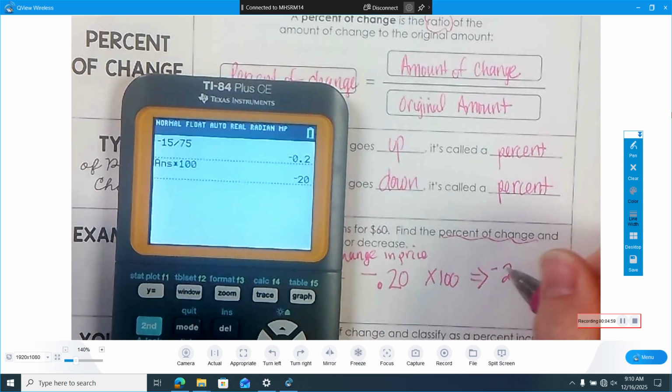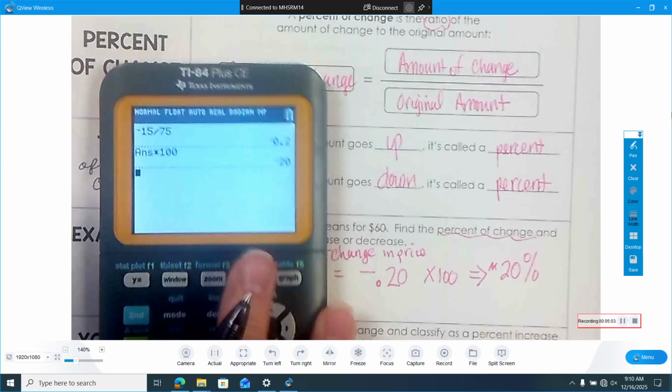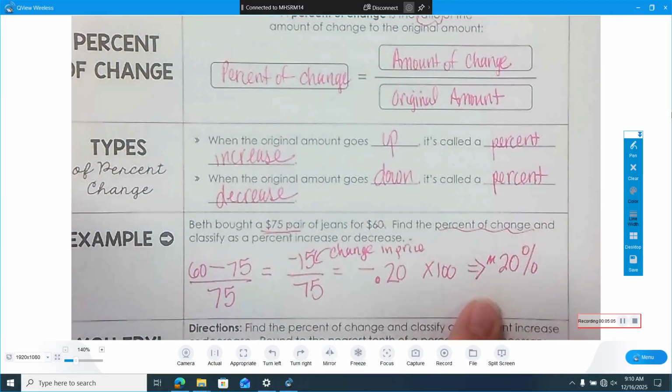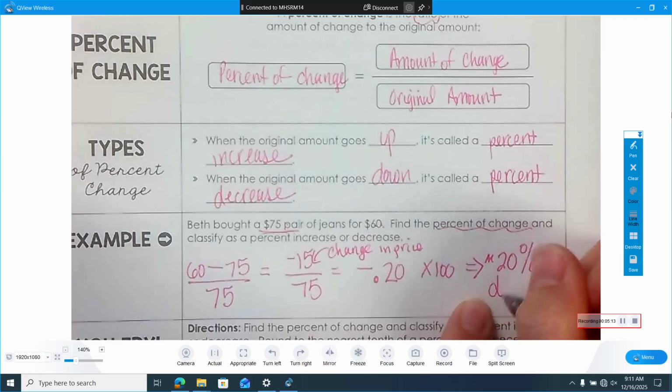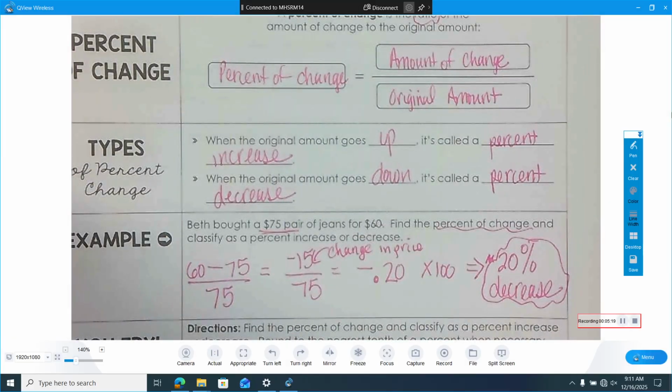So 20%. And why is it negative? Do you suppose that means increase or decrease? So 20% decrease. And so this is fine. It is a 20% decrease in the price. So she saved 20%. Pretty nice.